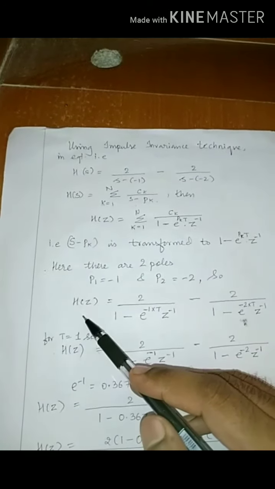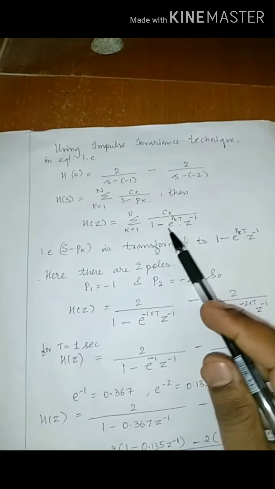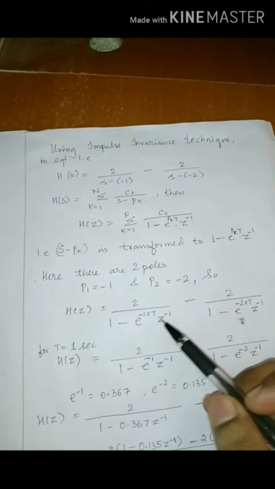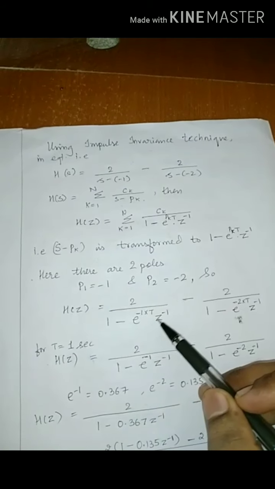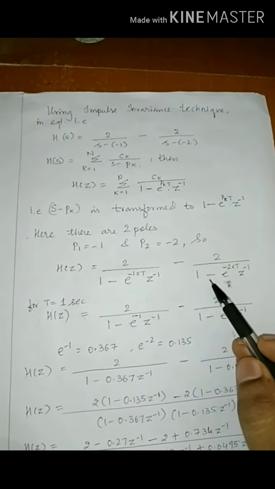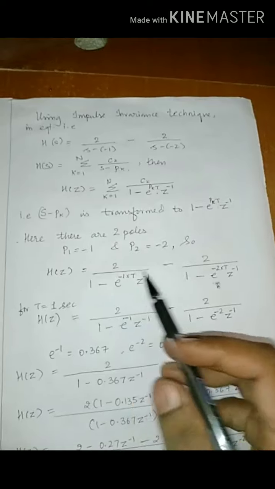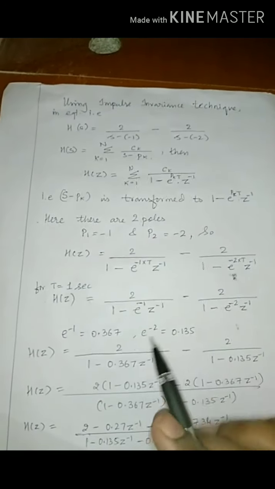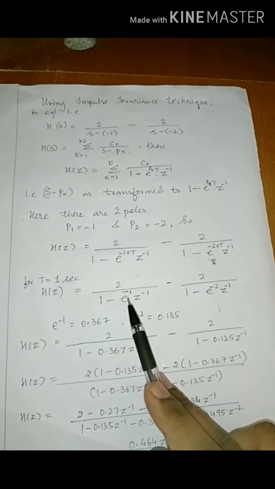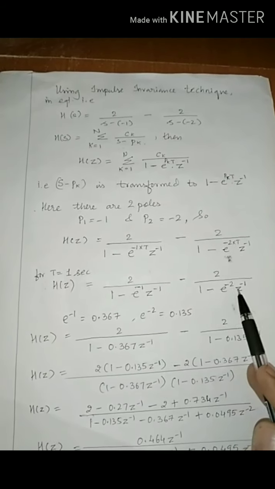So H of Z can be written as 2 divided by 1 minus e raised to the value of P1, which is minus 1 into T, into Z raised to minus 1, minus 2 divided by 1 minus e raised to minus 2T into Z raised to minus 1. Here the value of T is 1 second. So we get H of Z is equal to 2 divided by 1 minus e raised to minus 1 into Z raised to minus 1, minus 2 divided by 1 minus e raised to minus 2 into Z raised to minus 1.